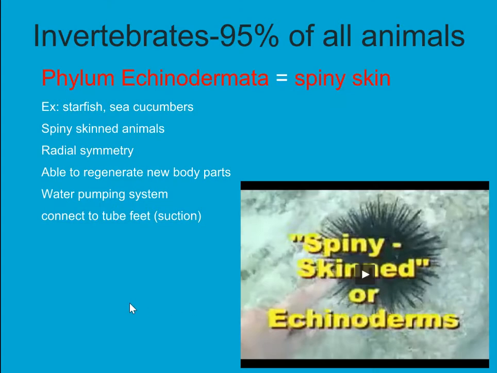Okay, so continuing invertebrates, phylum Echinodermata, which means spiny skin. Echino is spiny, dermata is skin. Examples are starfish, sea cucumbers, spiny-skinned animals, radial symmetry, able to regenerate body parts, water pumping system, connected to the tube feet.